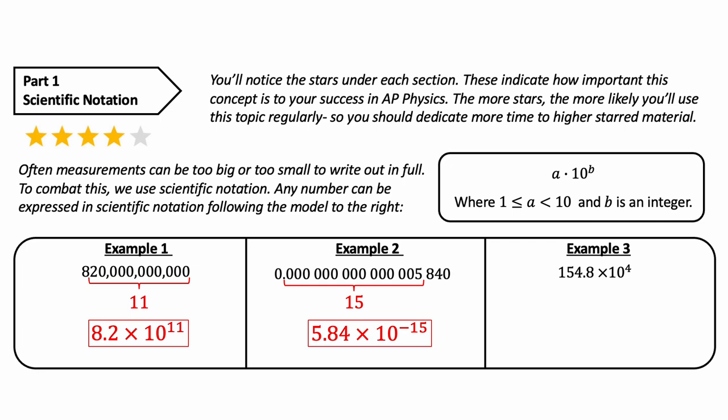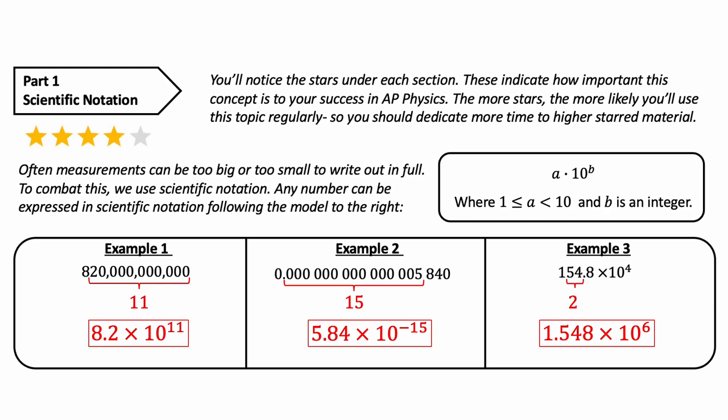Finally, in example 3, we have a number that almost looks like it's in scientific notation, 154.8 times 10 to the 4, but the number in front is not bigger than 1 and less than 10. It is bigger than 1, but also bigger than 10. So for this value, we still need to move that decimal 2 spaces over. We end up with 1.584, and then we add those 2 spaces that we moved to the already existing 10 to the 4, and so we get 10 to the 6.